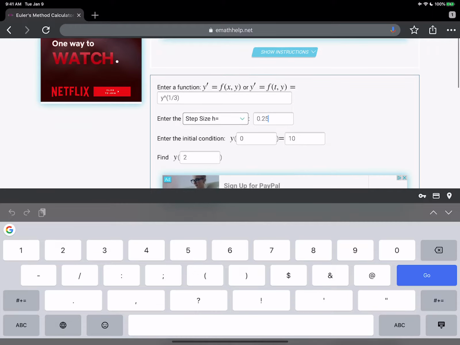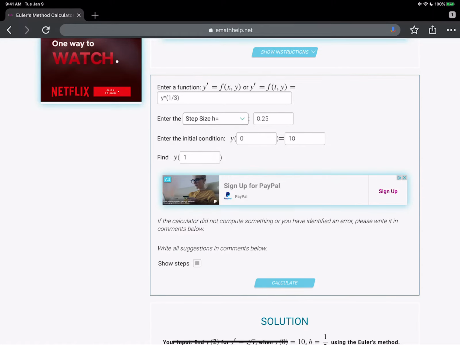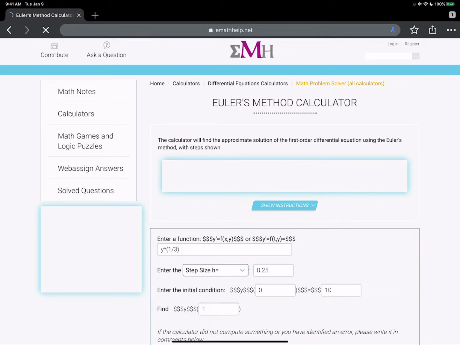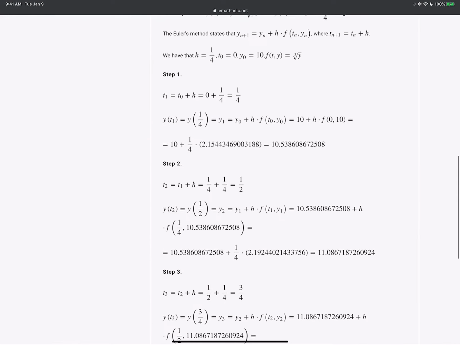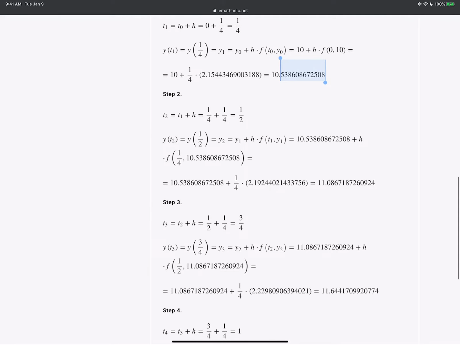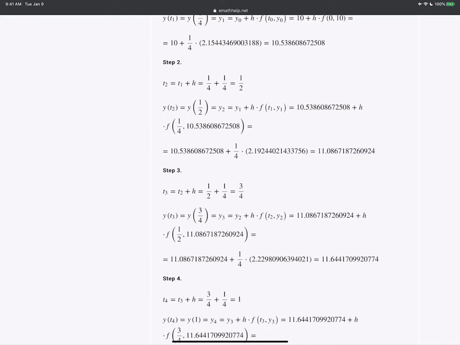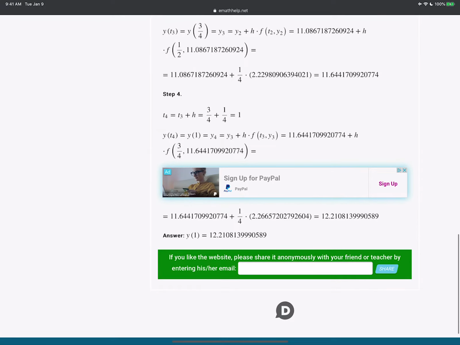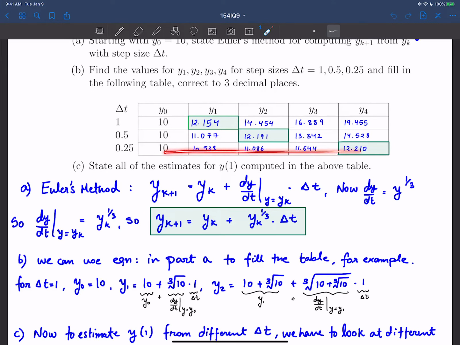And then the value that we're estimating is y1 for 4 steps. So you click it in, and all the numbers are going to be in front of you. Step 1 is 10.53, step 2 is 11.86, step 3 is 11.64, and step 4 is 12.218. So you take all these values, round them up, and you fill up this thing right here. And that's how you fill up the table.